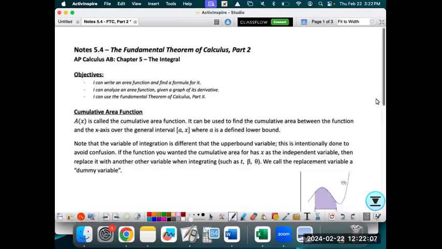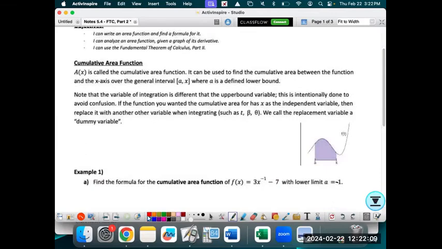And I'm going to write what the cumulative area function is first, and then I'll read my next paragraph. So it's A of x equals the integral from a to x. And then I'm not going to use f of x, I'm going to use f of t. Even if your function is called f of x, you're going to use something called a dummy variable. I'm going to read my paragraph and then I will show you why.